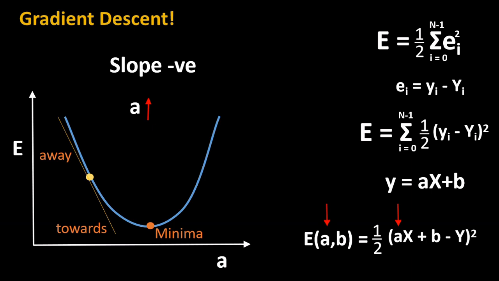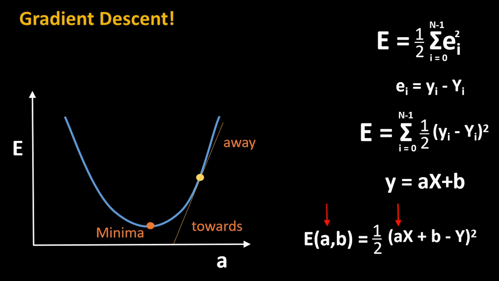Therefore, when we update our parameter A to go towards the minima, we write it as A minus delta A, and this negative sign is due to the fact that when our slope or the delta A is positive, A is decreased, and when it is negative, A is increased. Similarly, we can write the same for the parameter B.